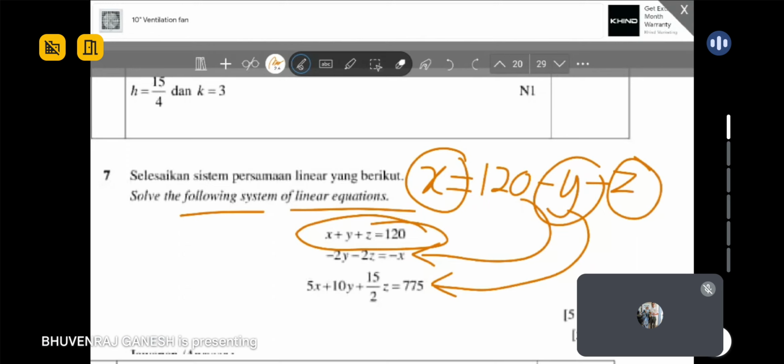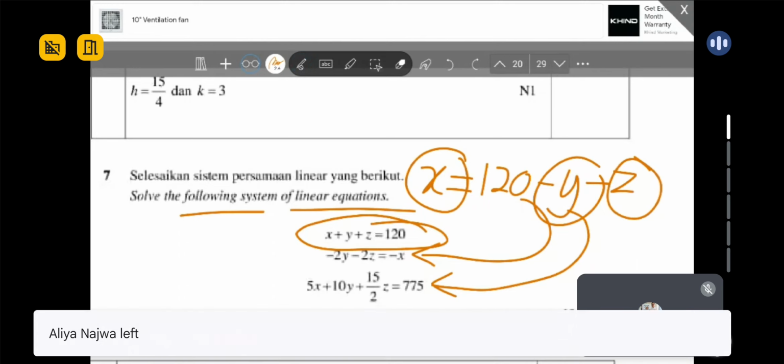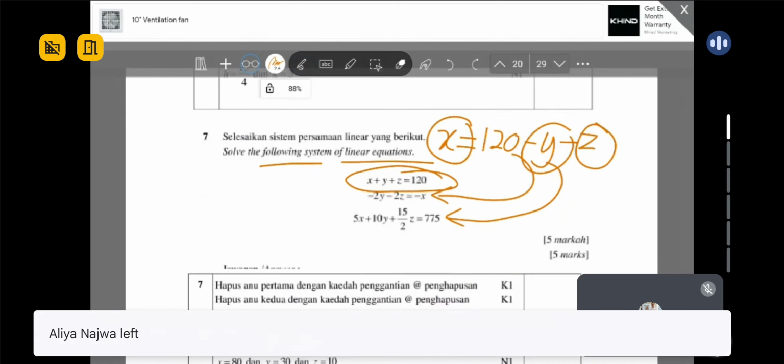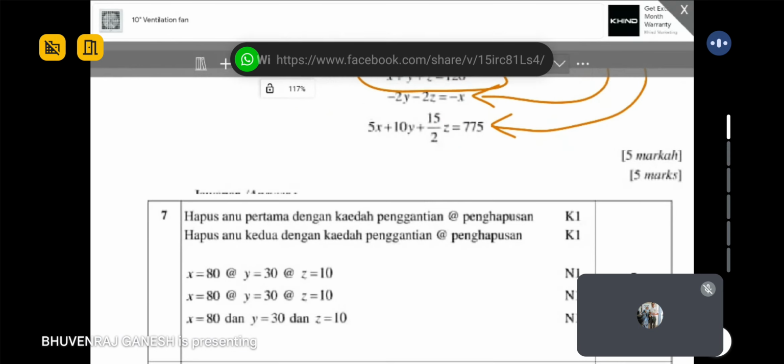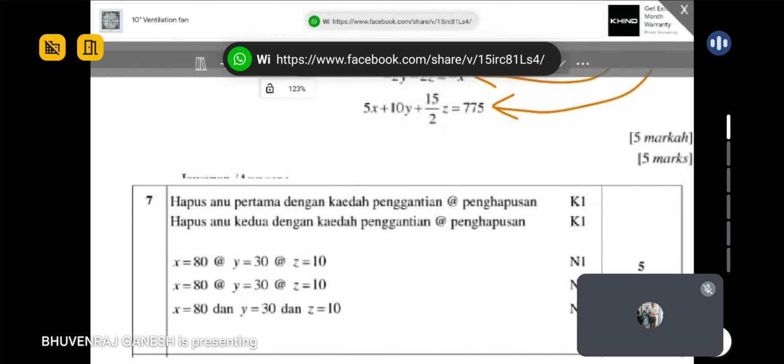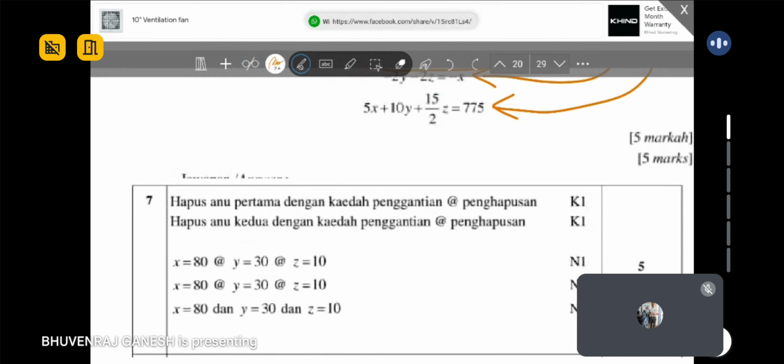I don't think I need to show the steps, right guys? This one is very simple. As long as you can get the final answer correct, no matter what method you use, your answer is still correct. You can use various methods.